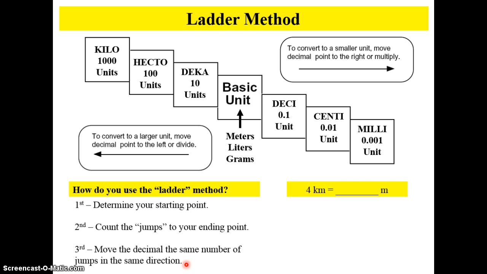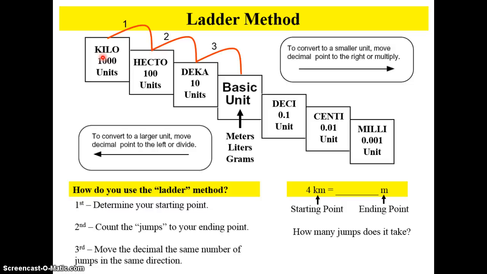So let's look at an example. Let's say we're starting with 4 kilometers. So 4 kilometers puts us right in this area here. And according to the problem, we need to figure out how to get to meters, which is over here, our basic unit. So if we're starting with kilometers and ending with meters, we need to figure out how many jumps that takes. 1, 2, 3 jumps to get from kilometers to the basic unit of meters.